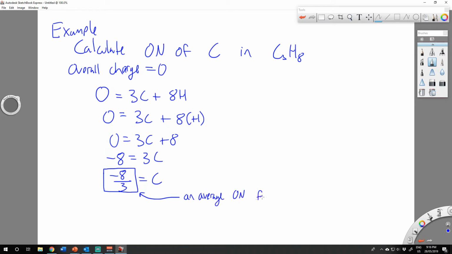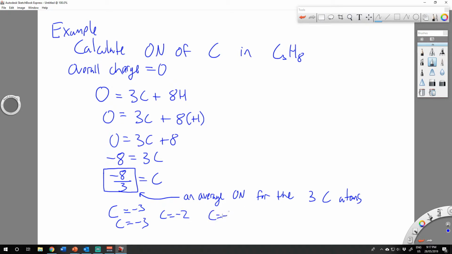Average oxidation number for the 3 carbon atoms. Okay. So in reality, it'll probably end up being that one carbon might have a charge of, say, -2, another carbon have a charge of -3, and the last carbon have a charge of -3. So that's one possible configuration. So 2 carbons are -3 and 1 carbon is -2. That would be one possible configuration that does satisfy this.